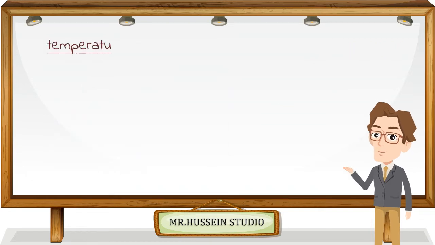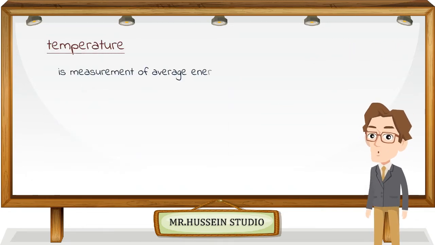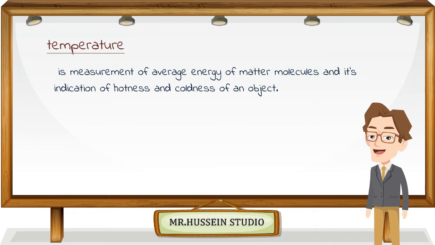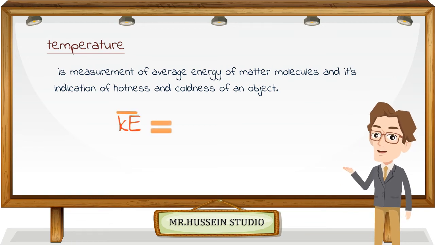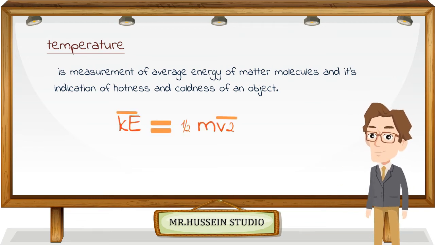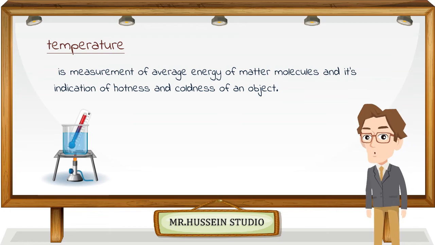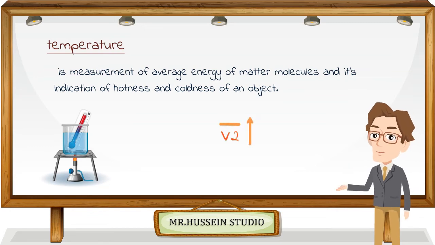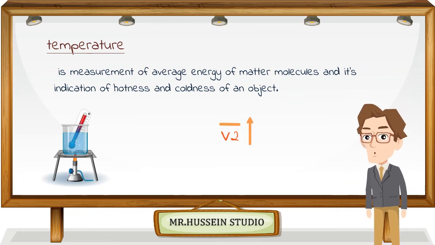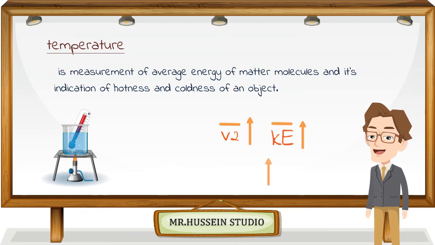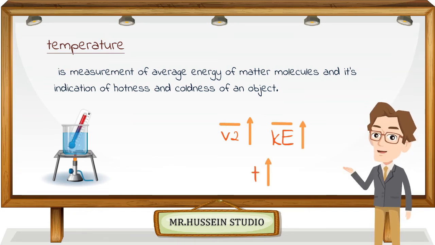So temperature is a measurement of the average energy of matter molecules and an indication of the hotness and coldness of an object. As we know, KE average equals half m v squared average. So if we have a system like this, and it gains heat energy, this leads to an increase in the average speed of its molecules. Then the kinetic energy of its molecules increases, and the temperature increases, and vice versa.